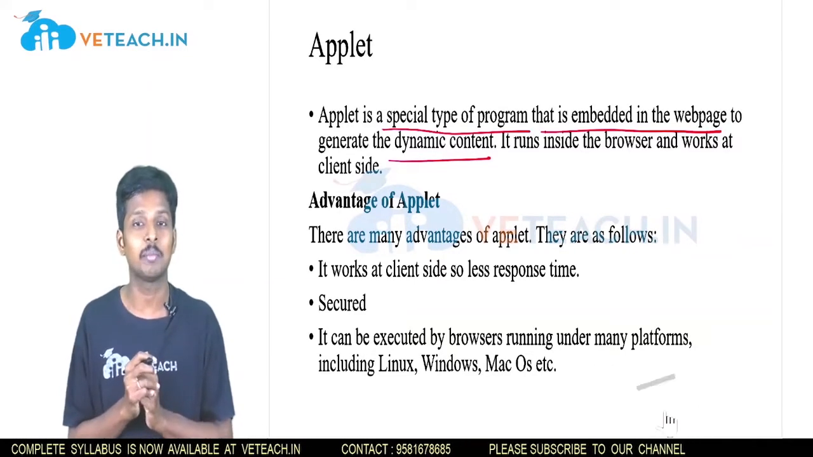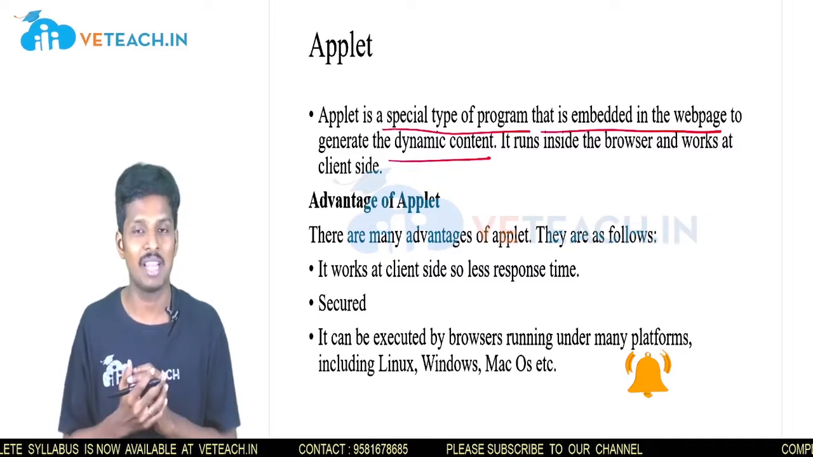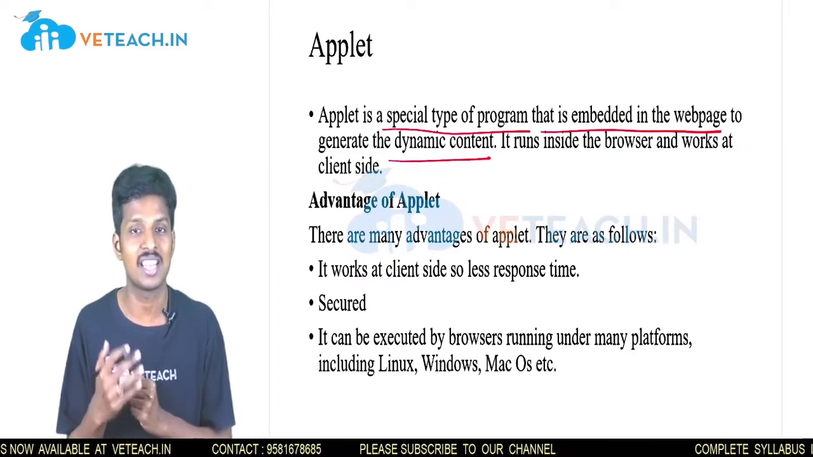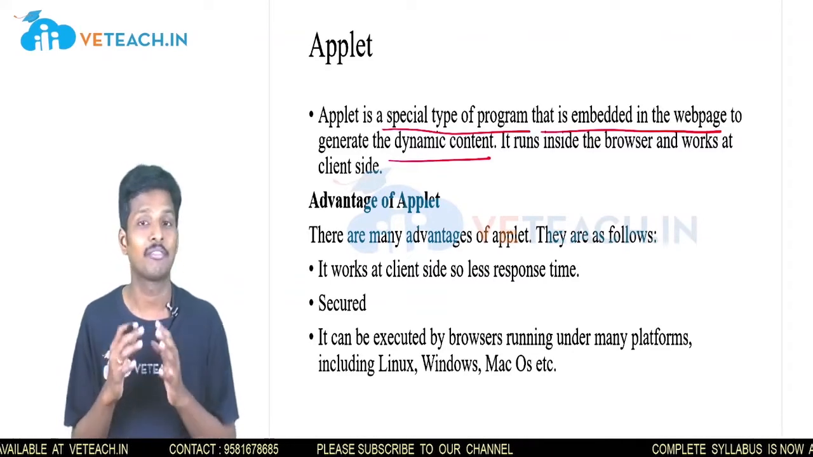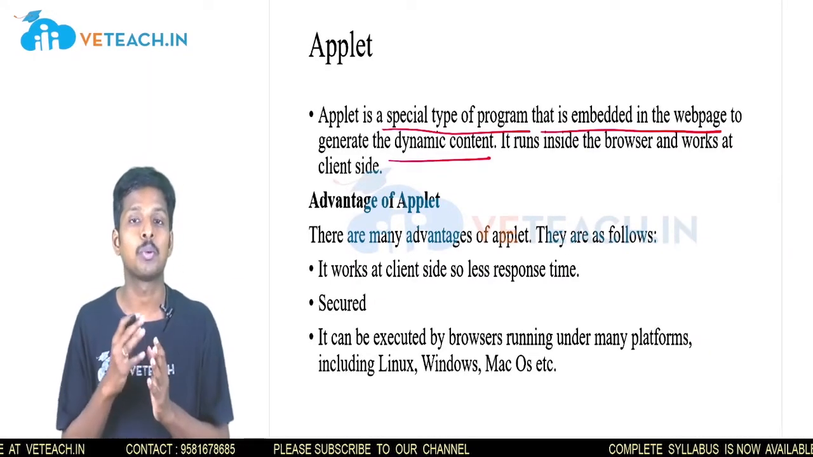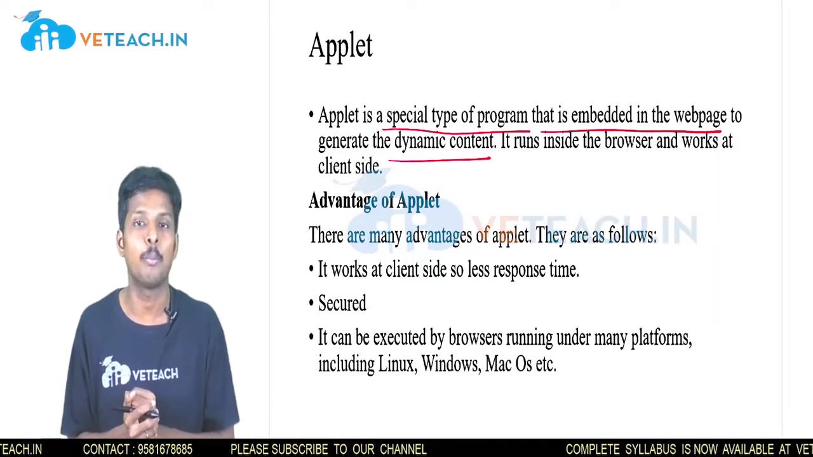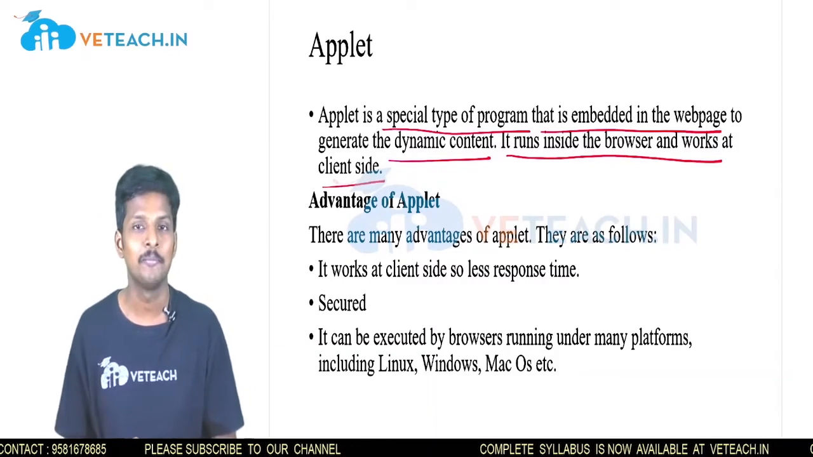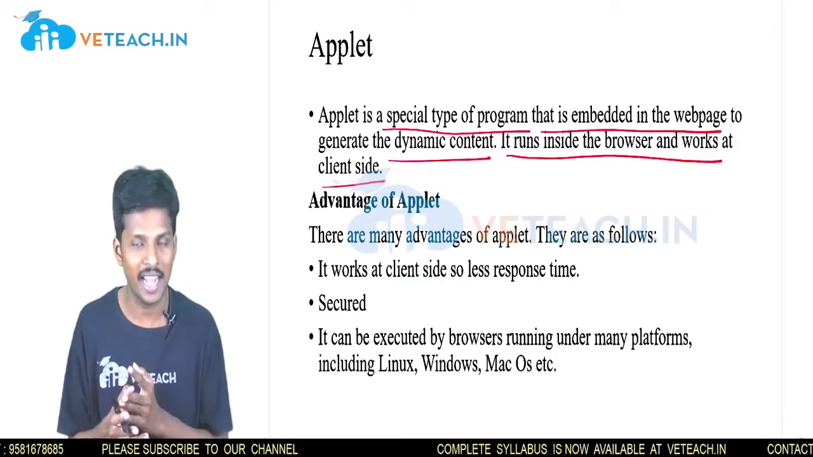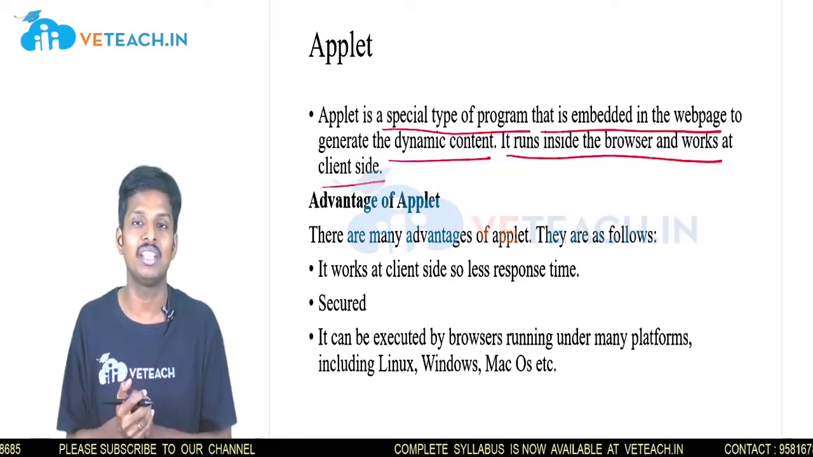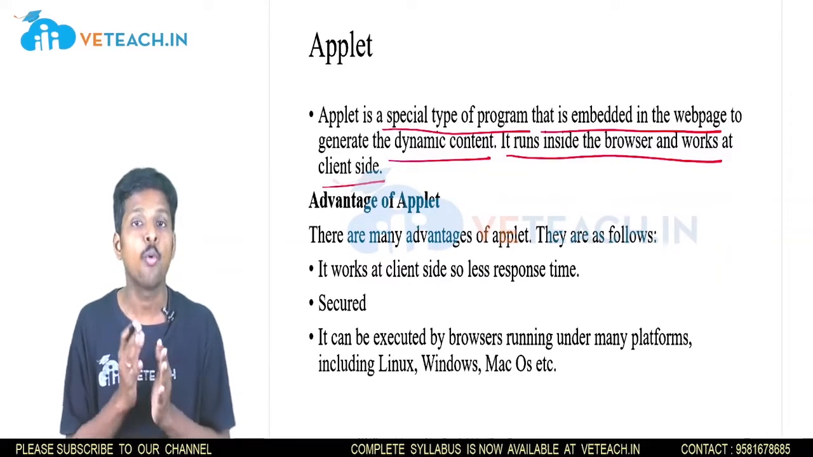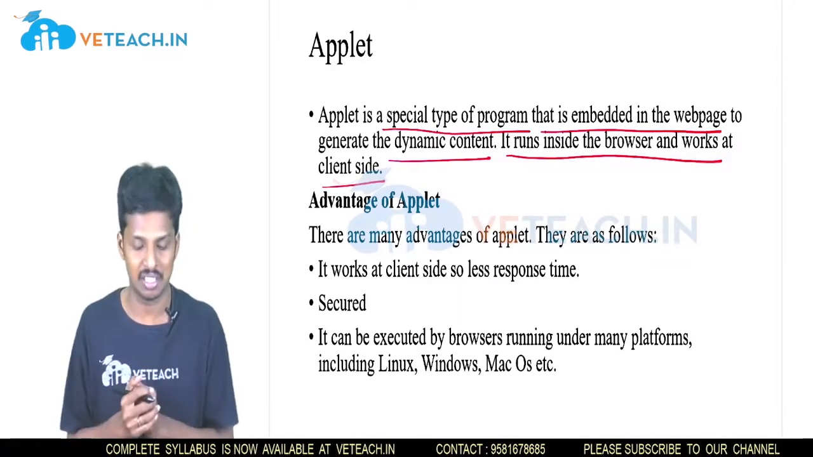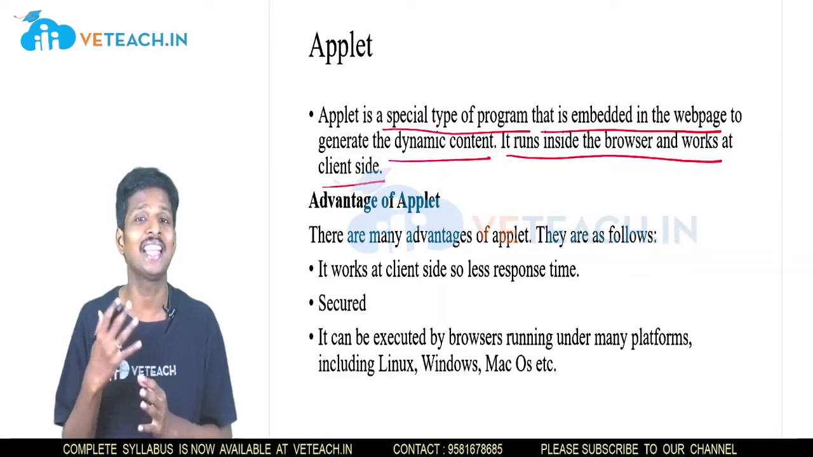What does dynamic content mean? It changes from time to time; every time the output gets changed. Whereas for a normal application, the output will not change dynamically every time. But for an applet program, the output changes dynamically based on the operation that we have performed. It runs inside the browser and works at the client side. In the client-server programming approach, we use applets on the client side to run some applications.